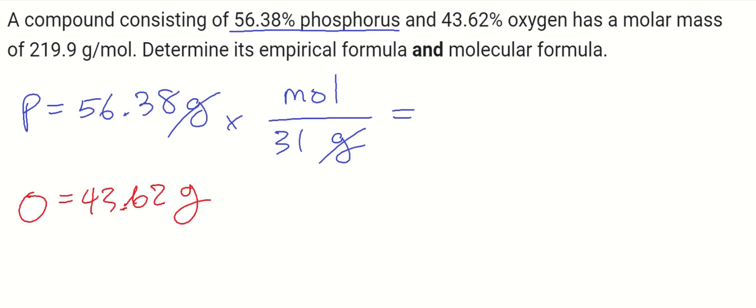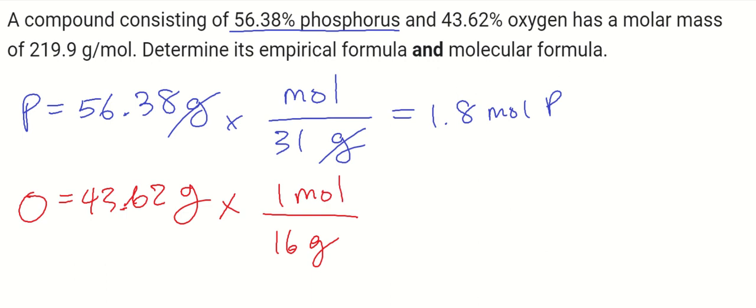And let's just plug that in our calculator. 56.38 divided by 31 is going to be 1.8 moles for phosphorus. And then let's go over here. For oxygen, it's 16 grams per mole, so the grams cancel out. We're trying to get moles. 43.62 divided by 16 is going to give us 2.7 moles for oxygen.